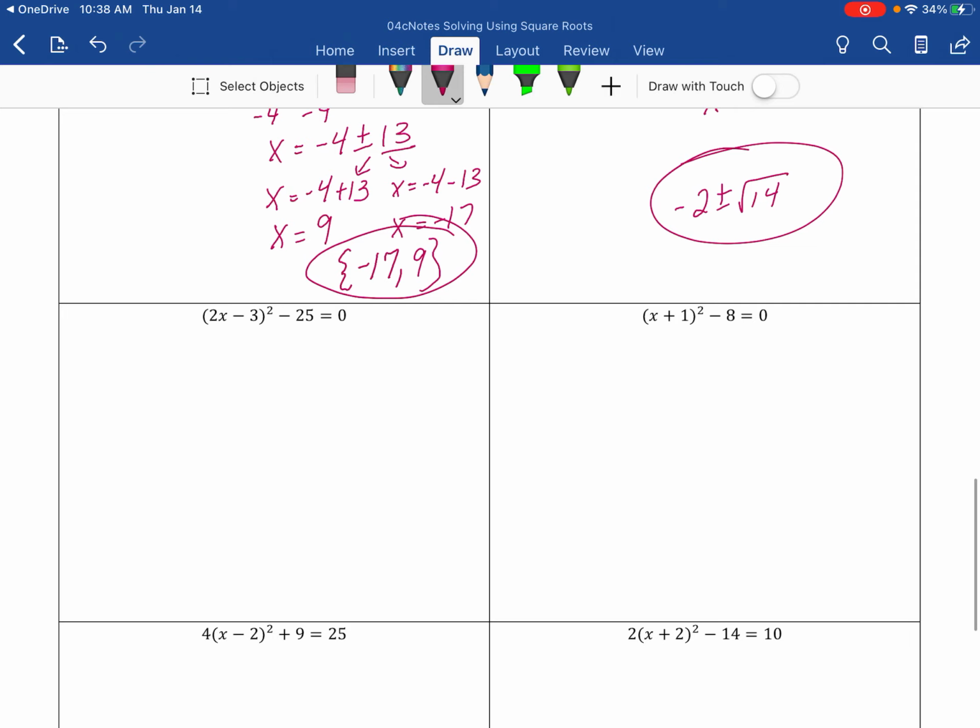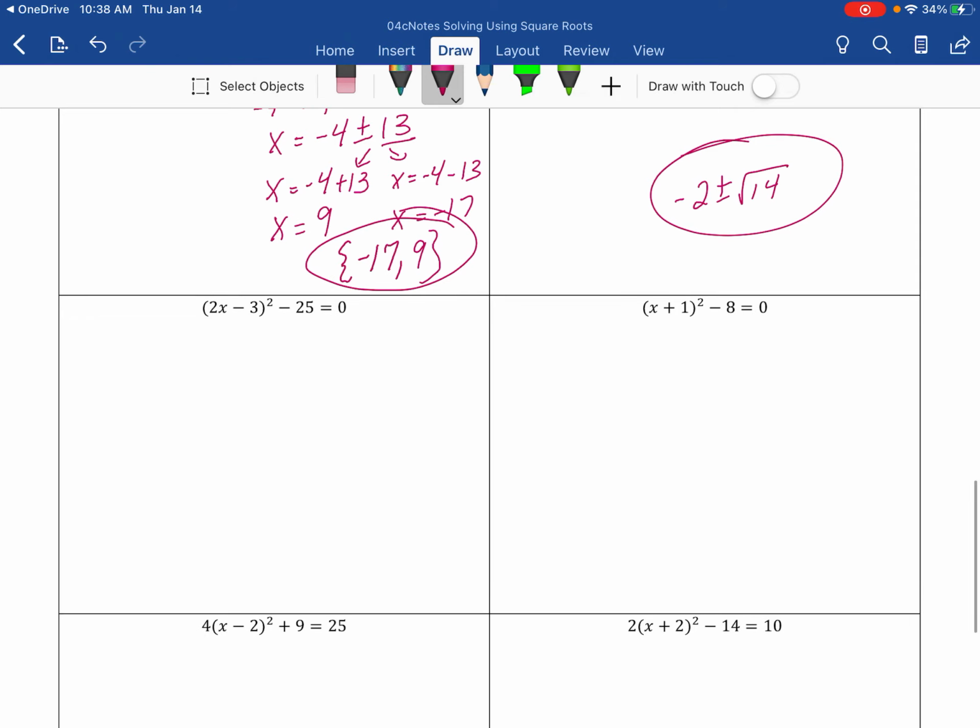These ones down here, not much different. For this, I want to first get this squared term, this thing in parentheses that is squared, by itself. So the first thing I would do here is add 25. So this is 2x minus 3 squared equals 25. Then I do the same thing that I did for the previous problems. I take the square root. So this is 2x minus 3 is equal to plus or minus the square root of 25.